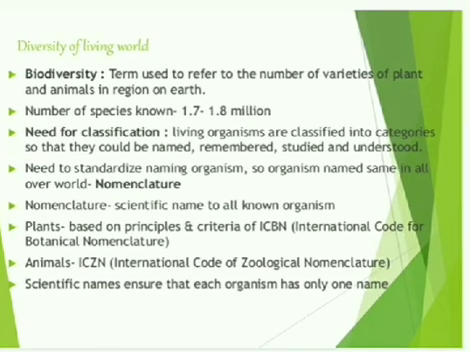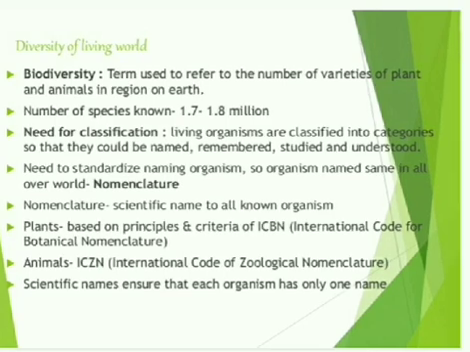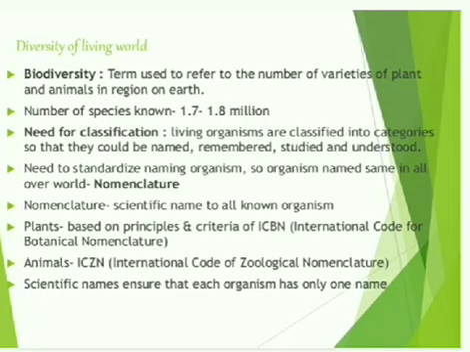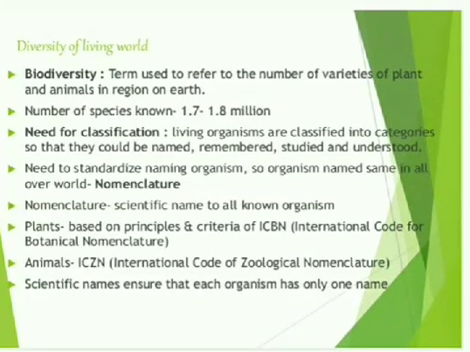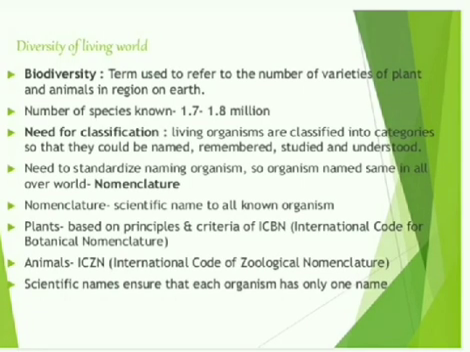What is classification? Classification is the base to classify organisms so that their study may become easy for us. Now the question arises, how can we identify these different species? So there is a system of nomenclature. Nomenclature means every species, every organism is given a specific name which is used worldwide for that organism.